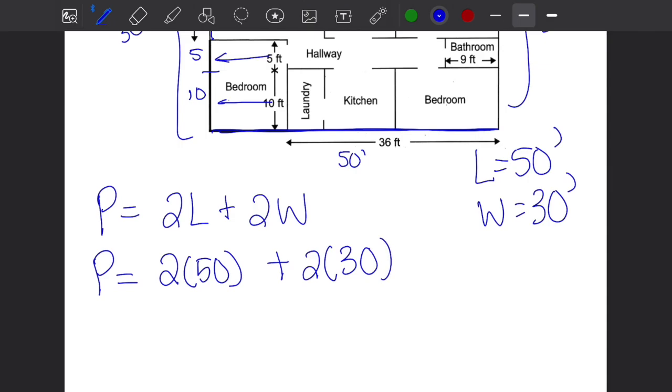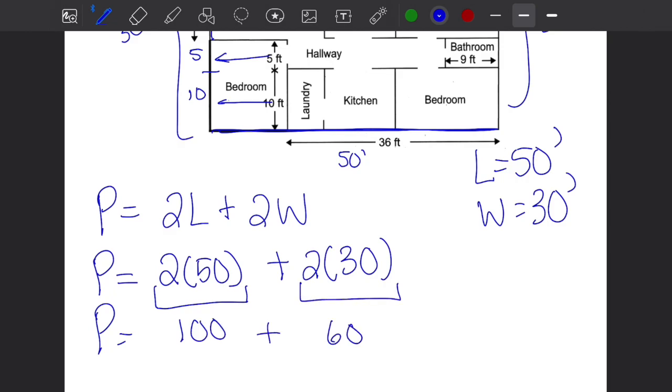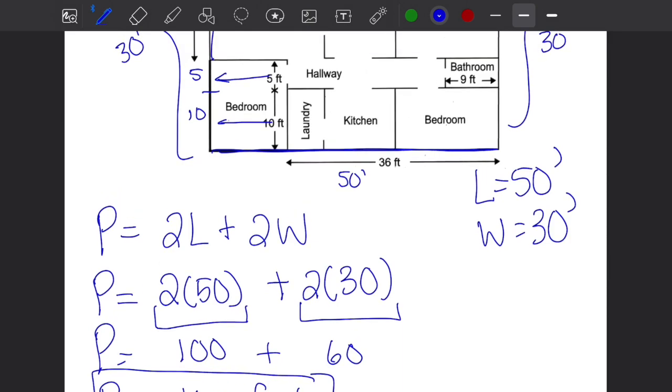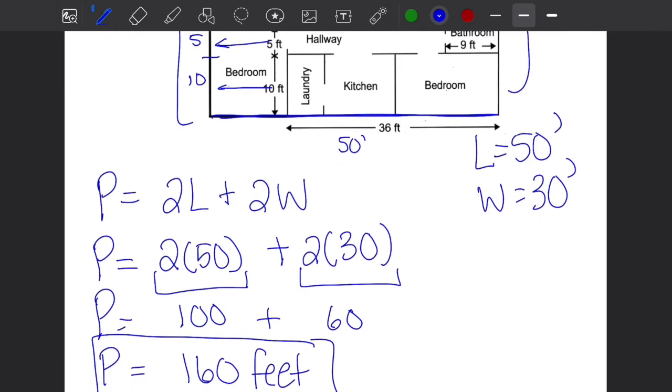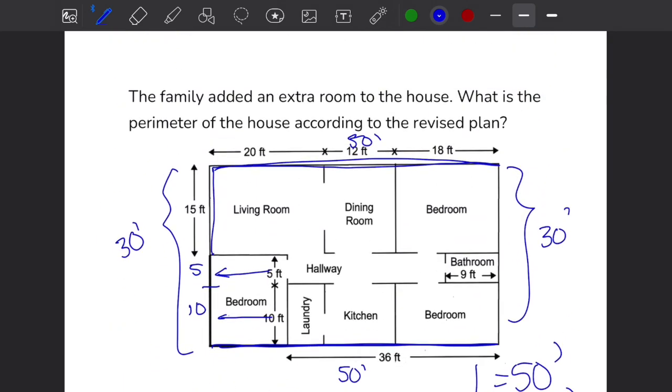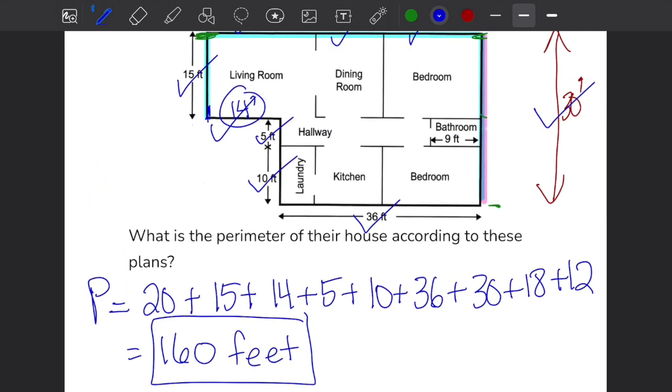And remember to use order of operations. So we do the multiplication first. 2 times 50 is 100, and 2 times 30 is 60. And then we add them together, and the result is 160 feet. Now, what's really interesting is that even though we changed some of the layout, we added an extra room to this house, the perimeter never changed. It's 160 feet in this case, and it was 160 feet before.